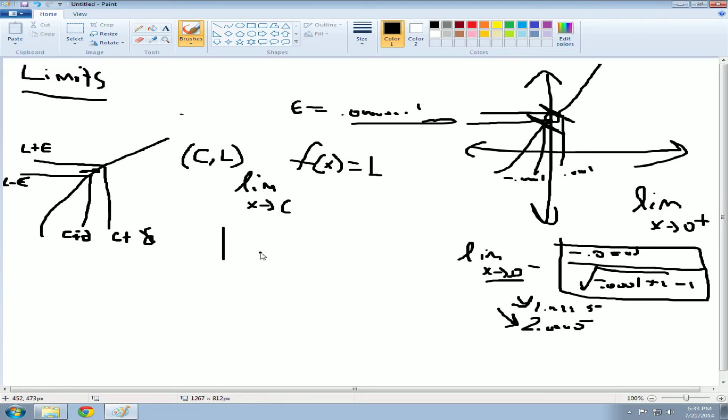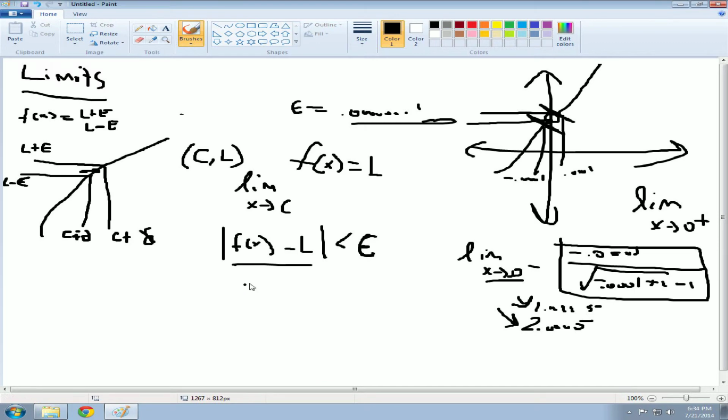If you move things around, you get the absolute value of f of x minus L is less than epsilon. That means f of x is between L minus epsilon and L plus epsilon. If you subtract L on both sides, you get this, and then the absolute value because you have a minus and plus. That's what absolute value does: it makes the epsilon positive.